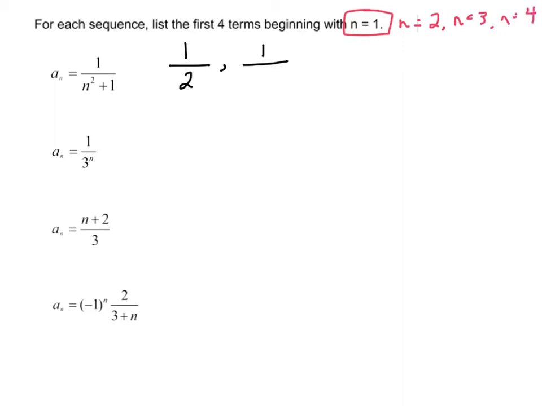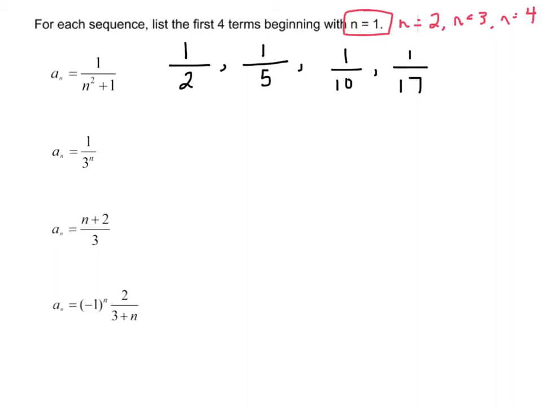That's all we're going to do. We're just going to keep plugging in the next n to build our sequence. So we do that, 1 over 2 squared plus 1, which is 1/5. Next we do 3 squared plus 1, so the next term would be 1/10. And finally 1 over 4 squared plus 1, 1/17. So there's our first sequence, our pattern.